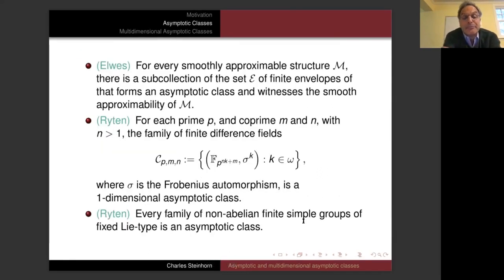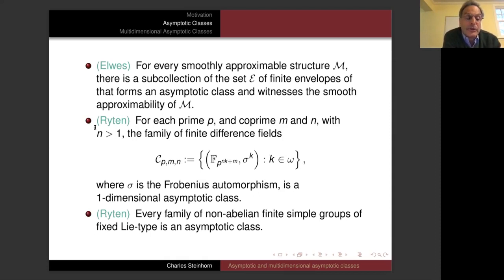More examples. This one in model theory, it's for every smoothly approximable structure. It turns out Richard Elwes was able to prove that there's a subcollection of finite approximating sets for the smoothly approximable structure that forms an asymptotic class. And these finite sets witness the smooth approximability of M. I won't go into the definition of smooth approximability at this point. This is more for the model theorists.